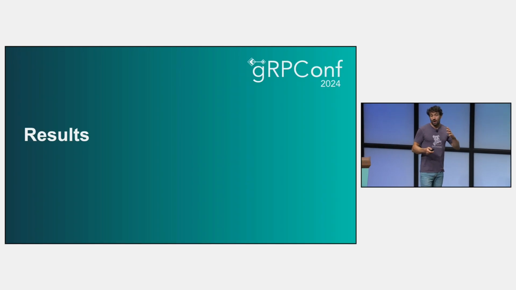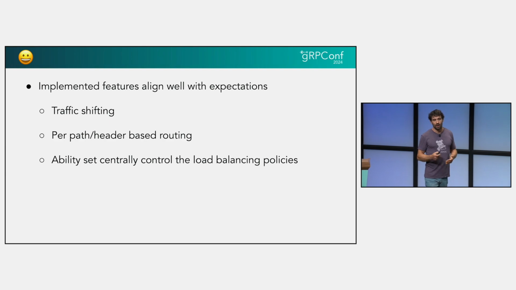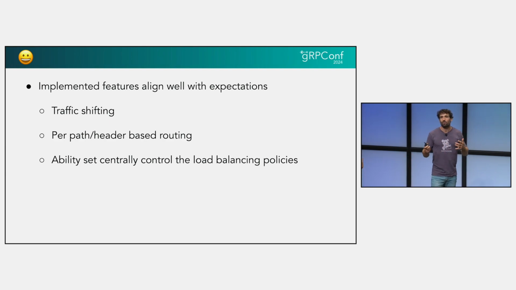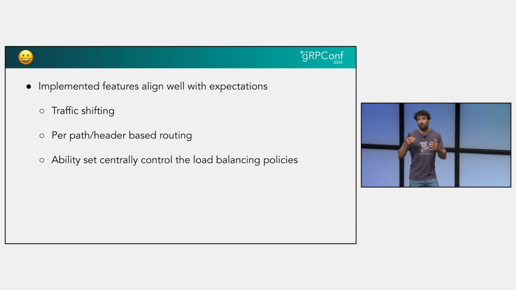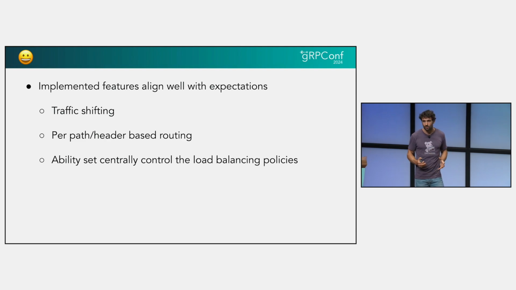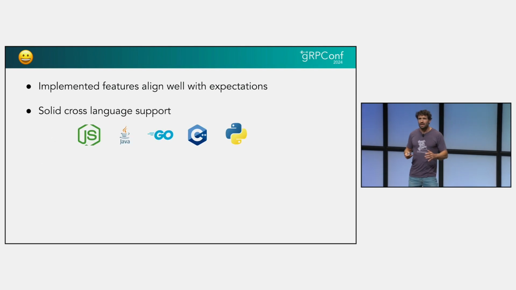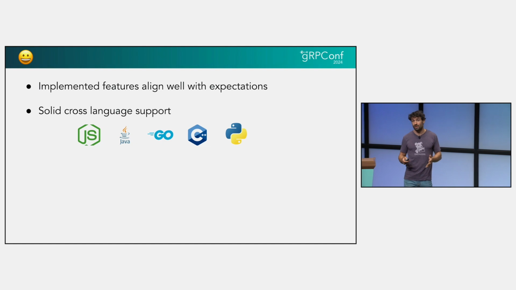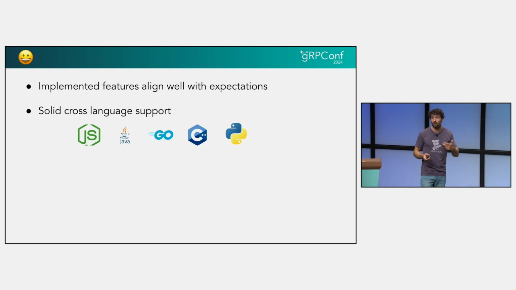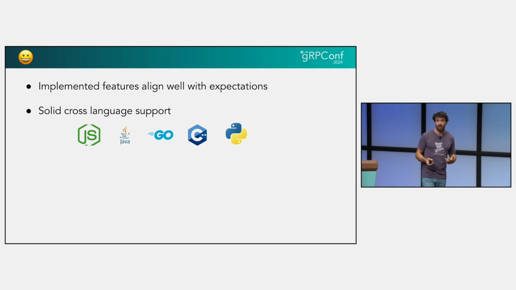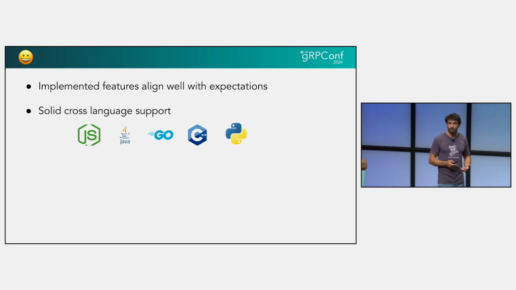So to summarize where we're at now with this work that has been done, on the good side, we have a bunch of features that we were successfully able to implement, like traffic shifting, per-path and header-based routing, and the ability to centrally control what load balancer is used by each gRPC instance, by all clients. There's very solid cross-language support, actually, which was really important for us. Java, Go, and Python are heavily used internally. We have more and more JavaScript as well.